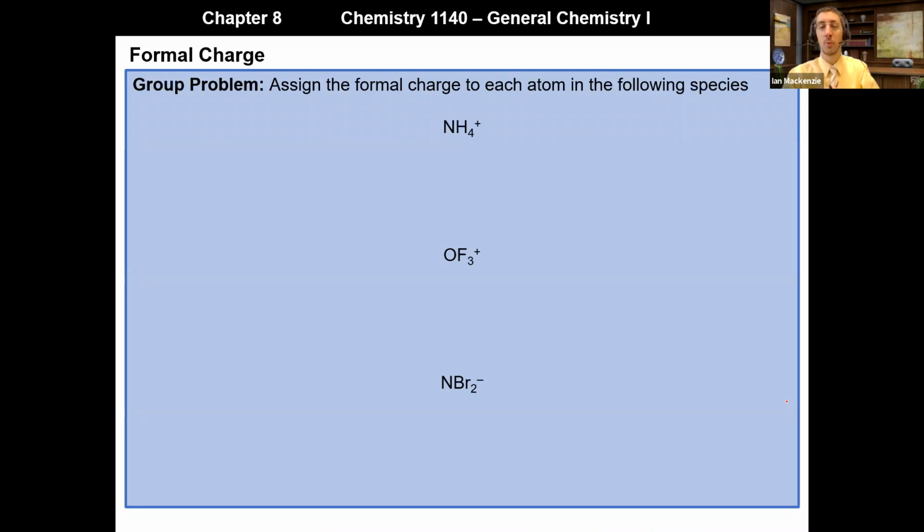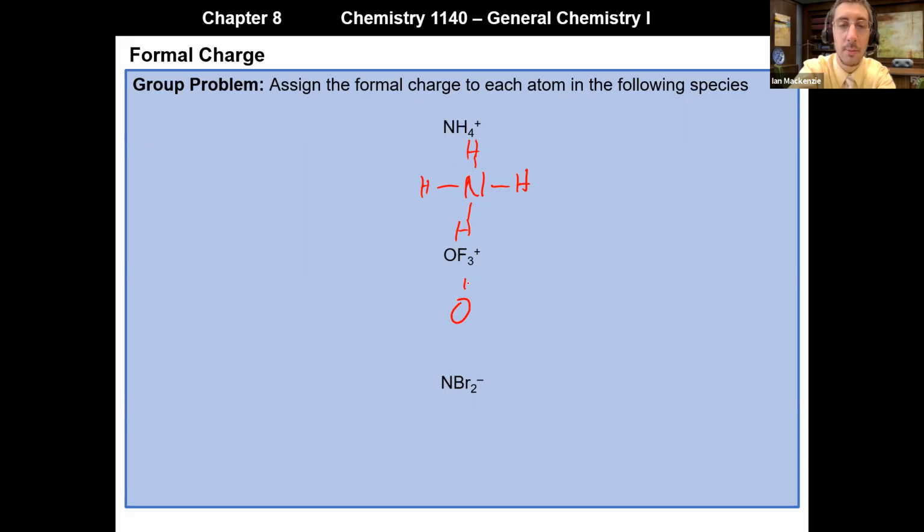So let's just go through and work a few more problems quickly. We've got the ammonium ion, we have OF3 plus, and we've got NBr2 minus. Well, first, following our rules, I'll quickly sketch out the Lewis structures for each of these molecules. So NH4 plus is simply N bonded to 4 hydrogen atoms, and that uses up all those electrons.